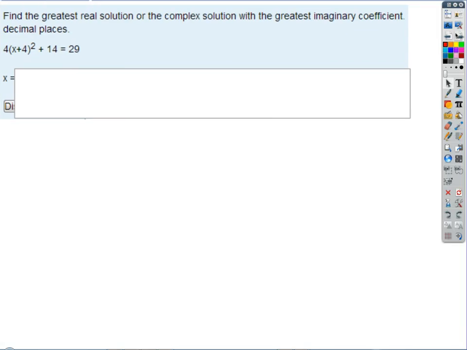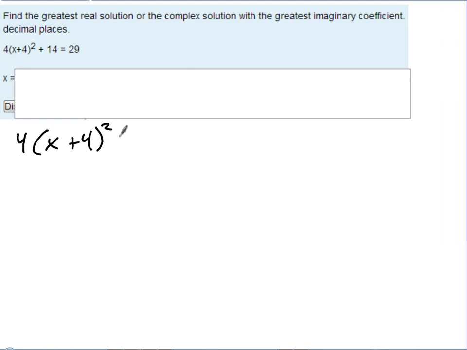Okay, how about this one? Find the greatest real or the complex with the greatest imaginary coefficient. What are we doing here? Okay. Same thing, right? No. Why not? So are we isolating or are we factoring or what are we doing? We're isolating. Okay, good.